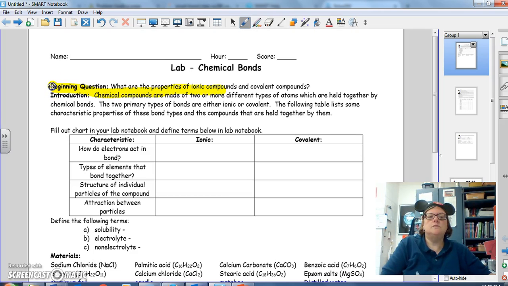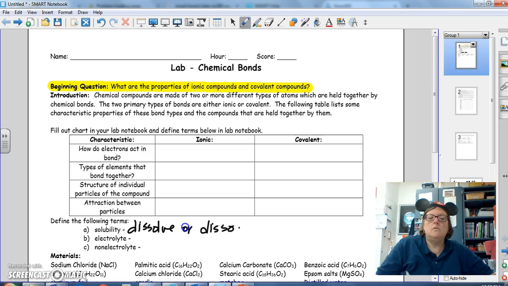So what you're going to do is discover today what makes an ionic compound and covalent compound. Once you've got that written down, there are some terms we need to define. The first term is solubility. What does solubility mean? It means the ability to dissolve or dissociate, which means water molecules can surround it.